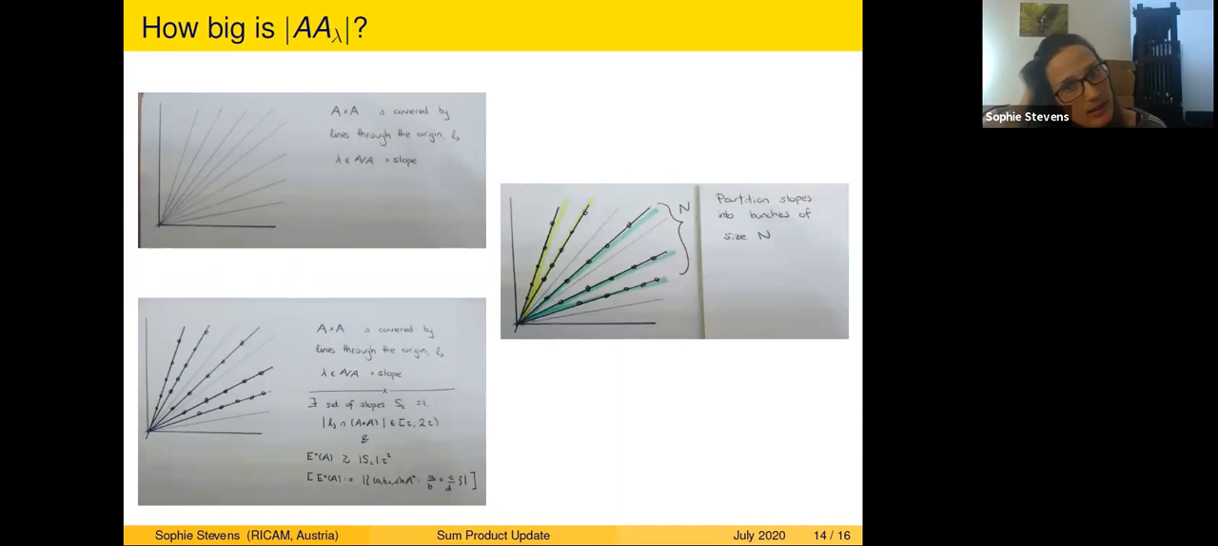Okay, so this is maybe where it starts to get familiar if you've seen Konyagin and Shkredov's argument. So what we'll do now, we'll partition the slopes into bunches of size n, the sum parameter n.